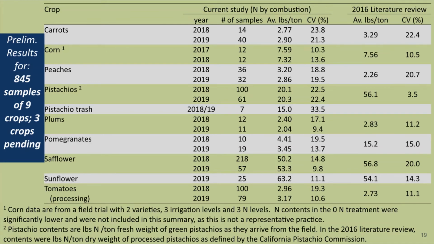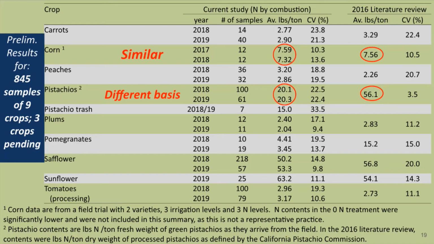So we have preliminary results for about 845 samples, about 9 crops. 3 crops are pending. You have a variety of results. This is comparing the 2016 literature review to the results from the newer sampling. In some cases, the results are giving us very similar values, for instance, for silage corn.